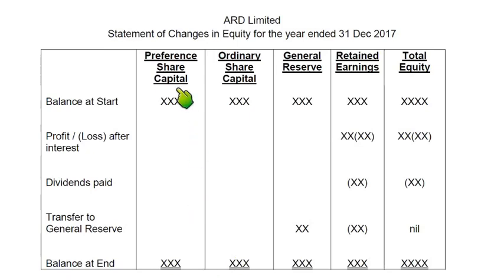Now after these transactions, if we have issued some shares, these can also come here. If we have issued preference shares, preference share will be increased, and total equity will also increase. If we have issued ordinary shares, again ordinary share will be increased, and total equity will also be increased.